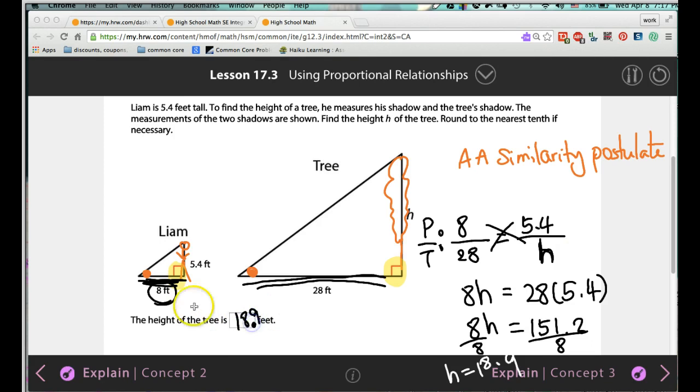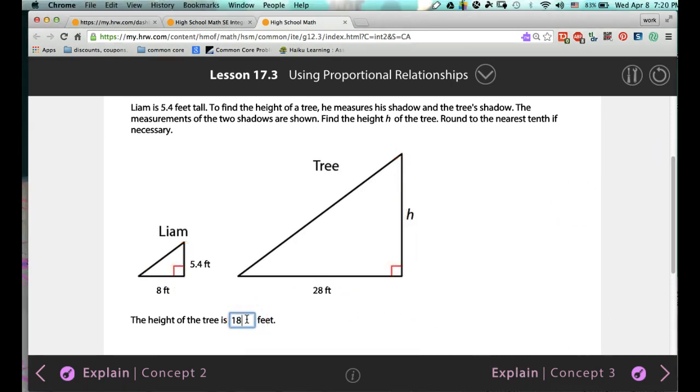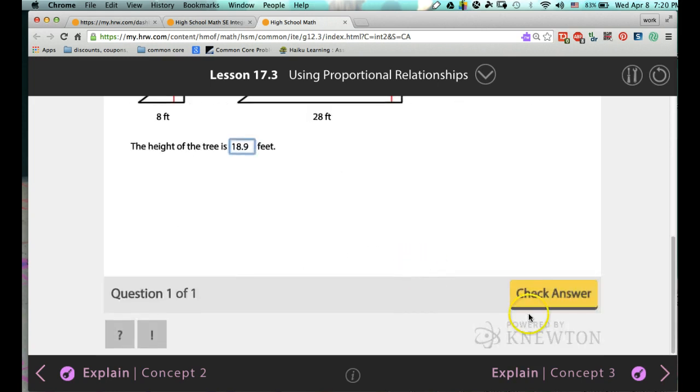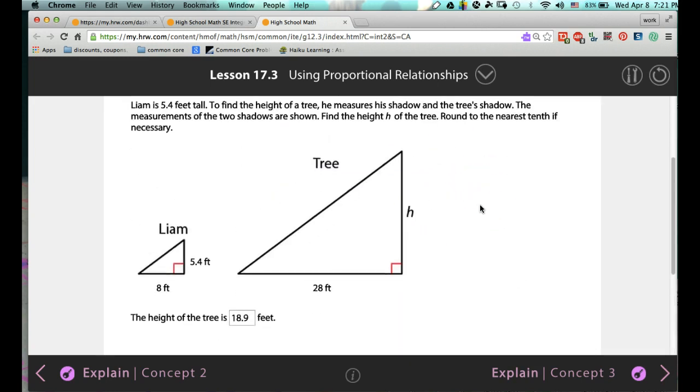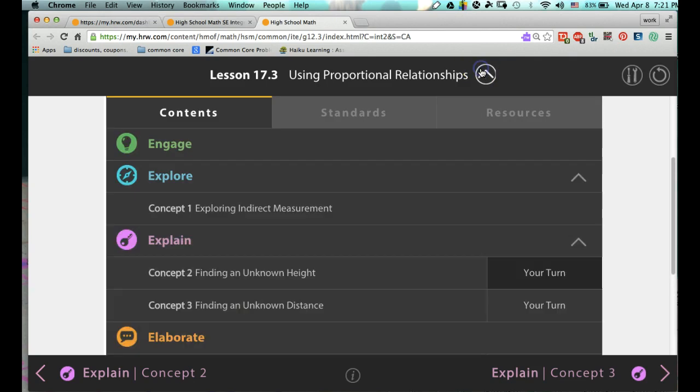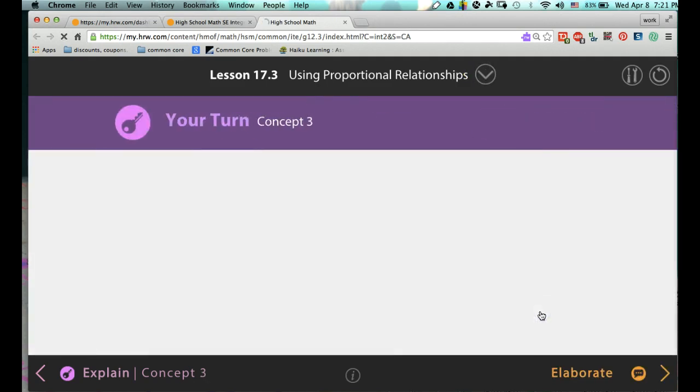Now, just in case, make sure that everything is in feet, because if you see inches somewhere, then you've got to convert them. Okay, so let's check our answer, 18.9. And of course, it's correct. Okay, so that's it. I'm going to do only this question because the next Your Turn question is very similar to this one.